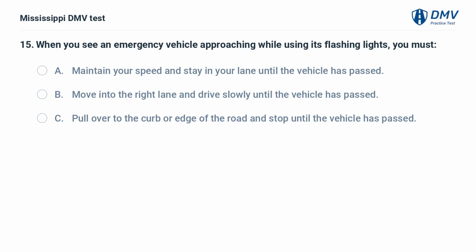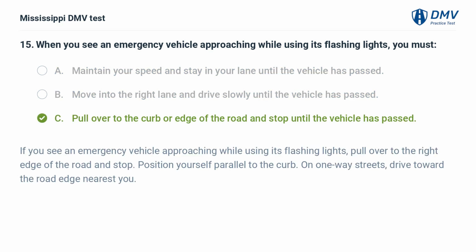When you see an emergency vehicle approaching while using its flashing lights, you must A. Maintain your speed and stay in your lane until the vehicle has passed. B. Move into the right lane and drive slowly until the vehicle has passed. C. Pull over to the curb or edge of the road and stop until the vehicle has passed.